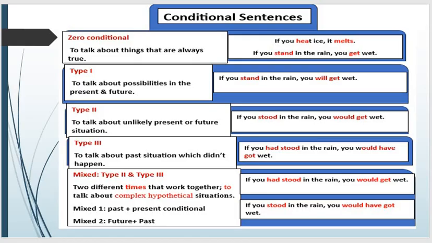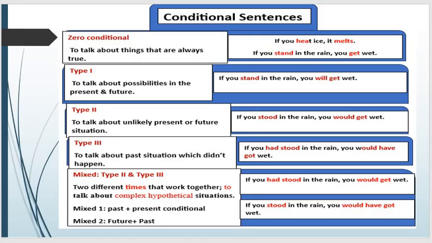The first one is zero conditional. When do we use zero conditional? To talk about things that are always true. Okay, this might be scientifically based. True things are there, facts are there, and in our day-to-day life, we commonly believe some activities look very true, and there is common understanding between people. That's why I took 2 examples here.